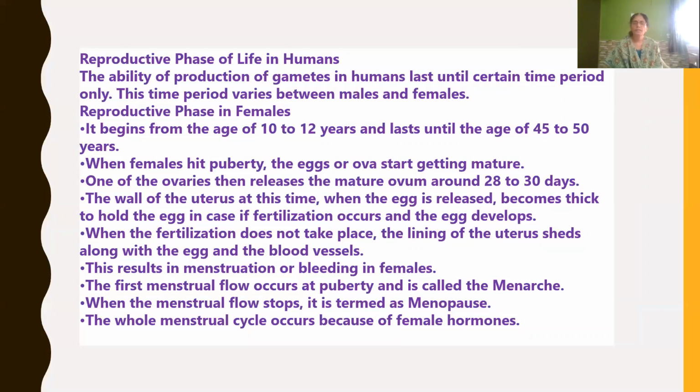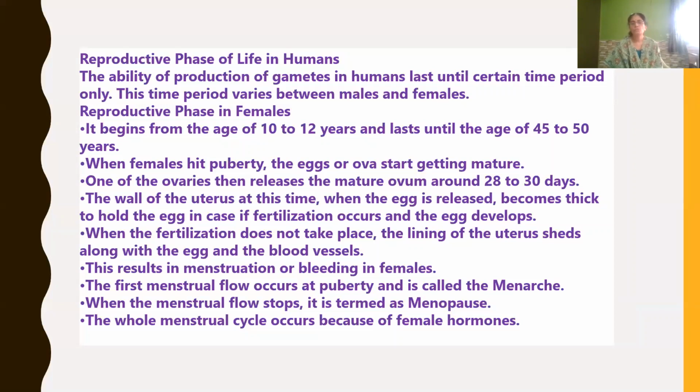And then the egg develops. If fertilization does not take place, the lining of the uterus sheds off along with the unfertilized egg and the blood vessels. This results in menstruation, or what we call bleeding in females. After menstruation, only a female is capable of reproduction.